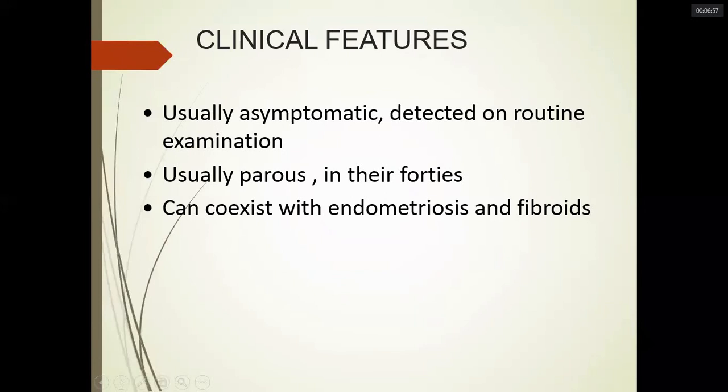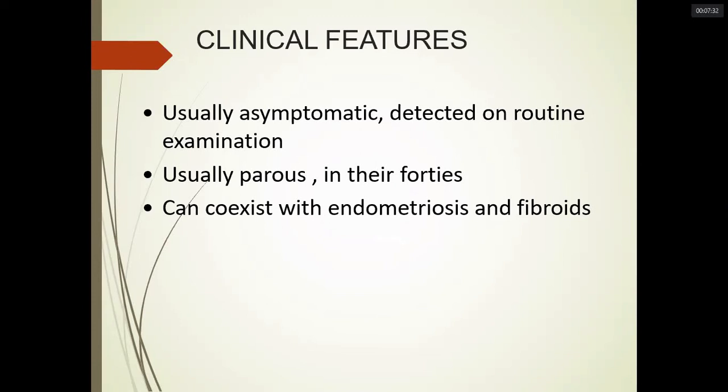Clinical feature. Usually, one third of the cases are asymptomatic, whereas among symptomatic patients, most of the cases present with complaint of menorrhagia. There will be excessive bleeding per vaginum, irregular bleeding. The causes for irregular bleeding are, okay, I will talk about it later. So usually it is asymptomatic, which is detected on routine examination, and the patients are usually in their 40s.